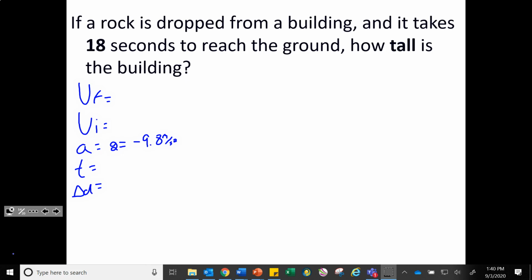Reading through the question: if a rock is dropped from a building, it takes 18 seconds to reach the ground. How tall is the building? We're only given two numbers, 18 seconds, and we know the acceleration for gravity. From there, we have to do a little thinking.